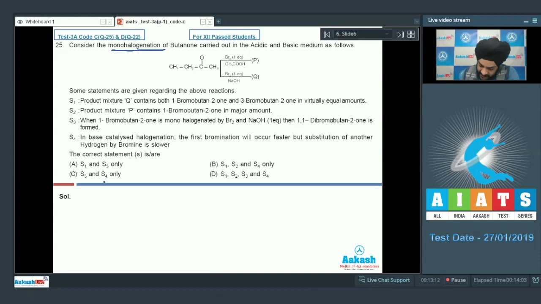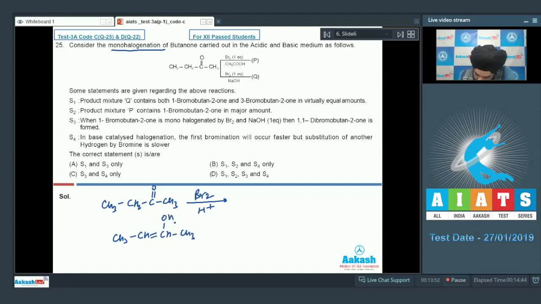So if we talk about the first reaction in which the halogenation takes place in the acidic medium, we have butanone which is reacting with Br2 in presence of H+. Students, the halogenation in this case takes place via the enol formation. So if we talk about the two possibilities of the enol which are going to be formed in this case, we have these two enols, and we can have another enol.